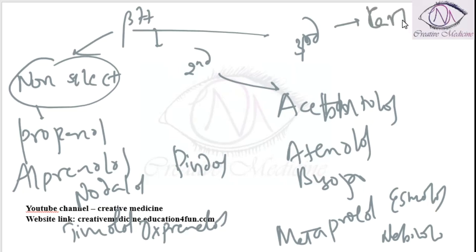Third generation are celiprolol, carvedilol, then labetalol are third generation beta blockers.